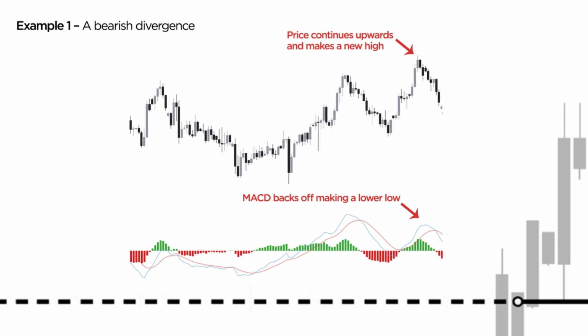So let's look at an example. Here we can see that the MACD indicator is beginning to back off, slow down and head downwards, whereas price is continuing to make new highs and head upwards. This is a divergence, and this suggests that price may be topping, or in other words, price may be about to begin also backing off before moving downwards.